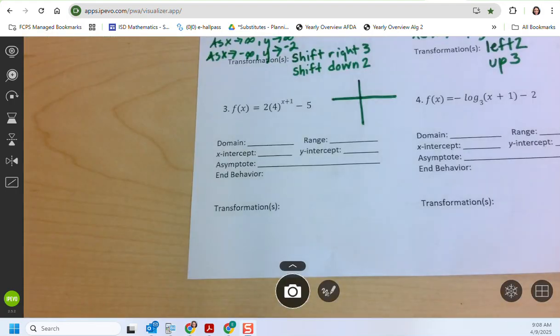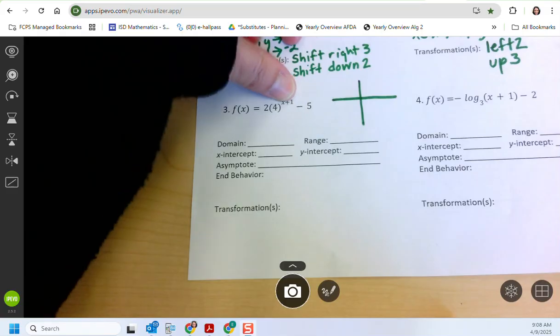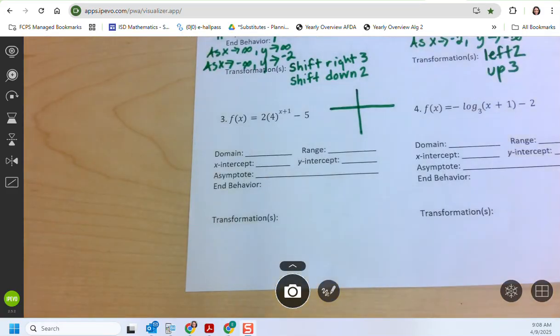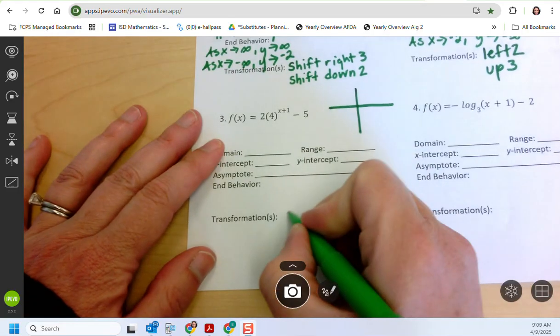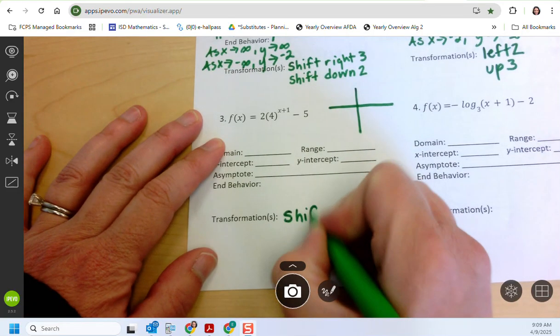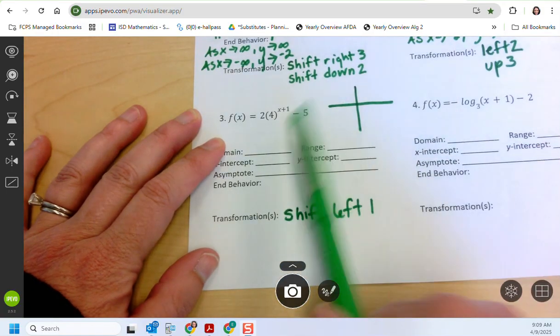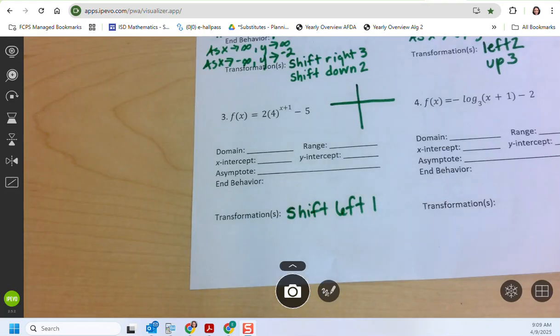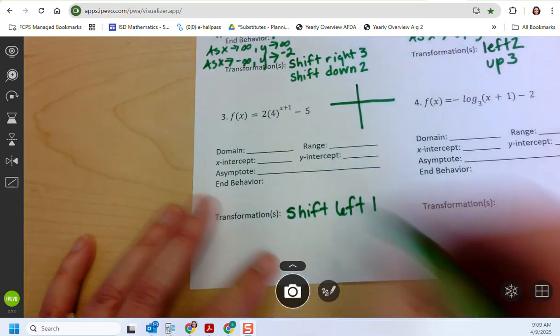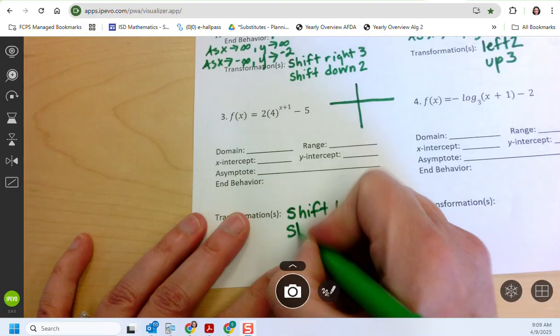All right, so the transformations: you have an x plus 1. That one shifts you which direction? Remember, it's the tricky one because you want to say right, but it's actually backwards. It's left. So we're going to shift left 1. And -5 shifts you which way? Down. So shift down 5.